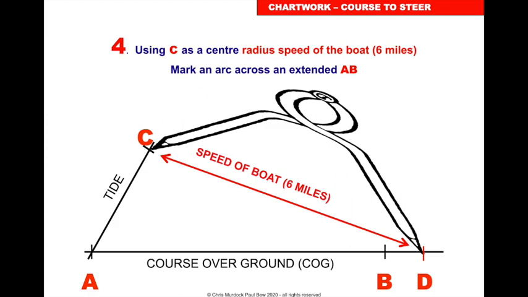So we know the boat is doing 6 knots. So in the hour, it will do 6 nautical miles. So we measure the 6 nautical miles with our dividers on the side of the chart. We then take the end of our dividers and put them on C, and then we mark, or arc, the dividers across the line A to B, which is extending out, and where it crosses the line, we mark it. It is important that our dividers are kept at 6 miles.